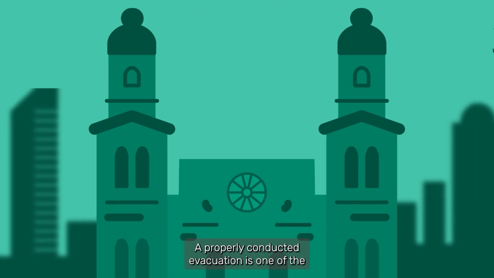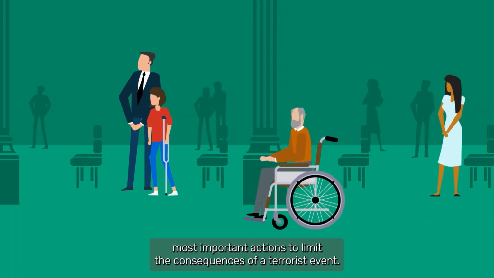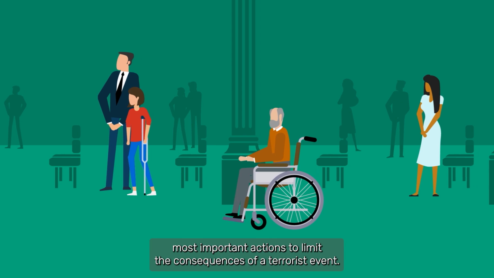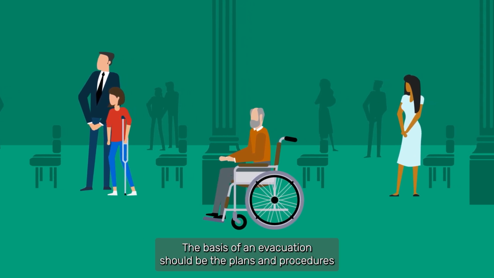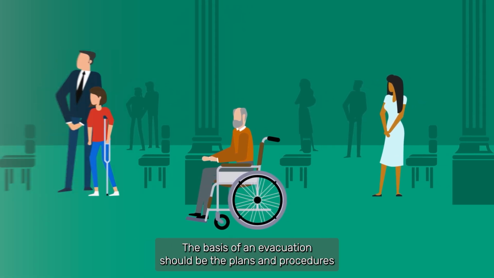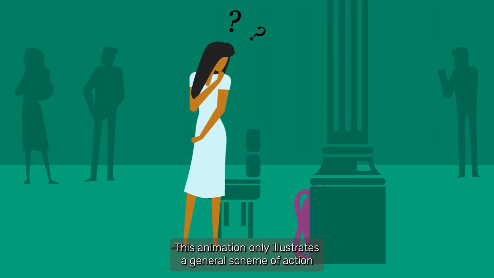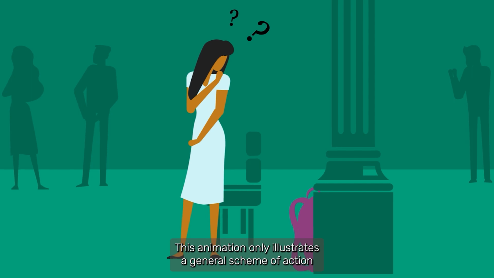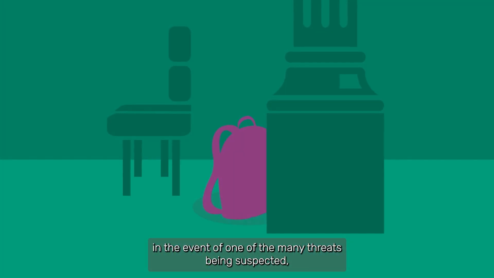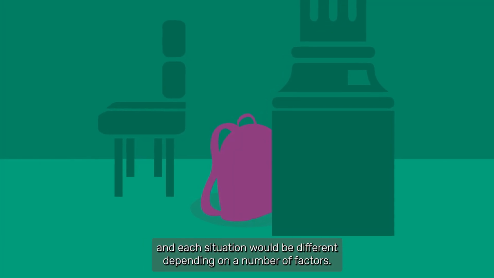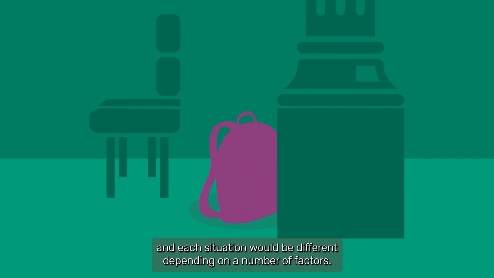A properly conducted evacuation is one of the most important actions to limit the consequences of a terrorist event. The basis of an evacuation should be the plans and procedures developed for the facility and tailored to the potential threats. This animation only illustrates a general scheme of action in the event of one of the many threats being suspected, and each situation will be different depending on a number of factors.